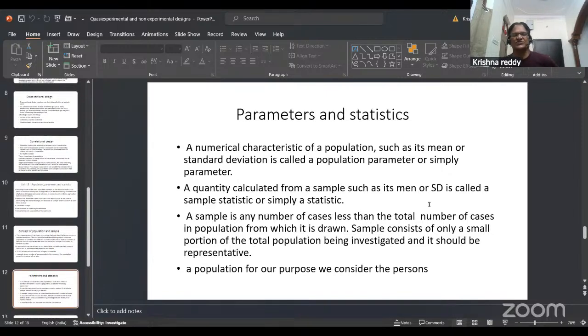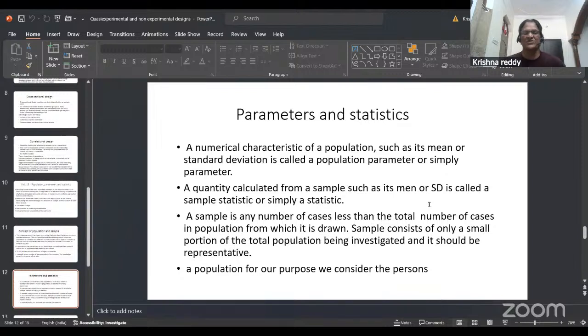Then parameters and statistics. A numerical characteristic of a population, such as its mean or standard deviation, is called a population parameter. So if we calculate the mean of the population, that is a parameter. Median of the population, standard deviation, average deviation, these are all parameters. When these things are calculated on the basis of the population, we can call them parameters. Parameters are applicable only to the population.